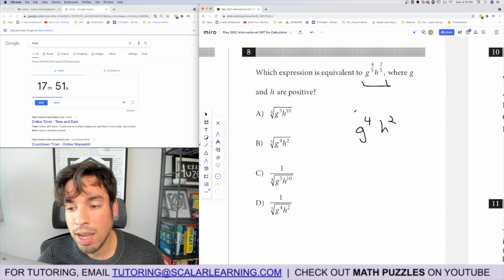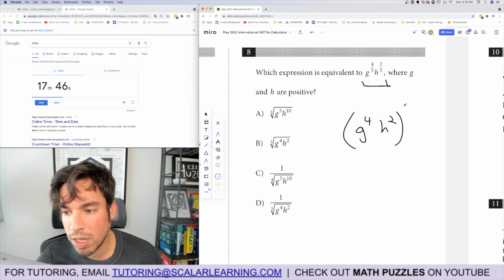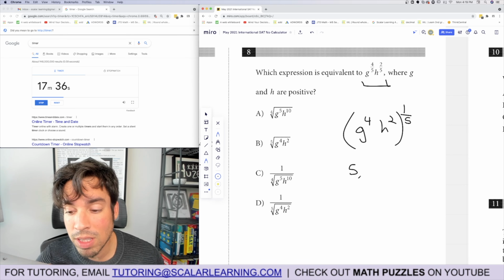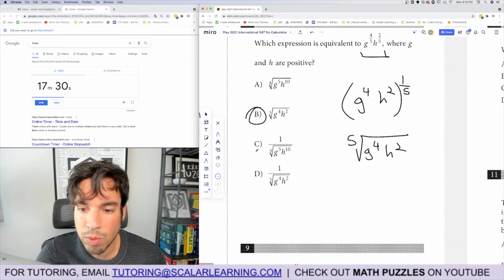But we can treat it just like fraction multiplication. This is to the 1/5 power. If I were to redistribute, that'd be 2/5, that'd be 4/5. Then, since they're in radical form, to the 1/5 power is the same as the fifth root. G to the fourth, H squared. That's the winner, and we're done.